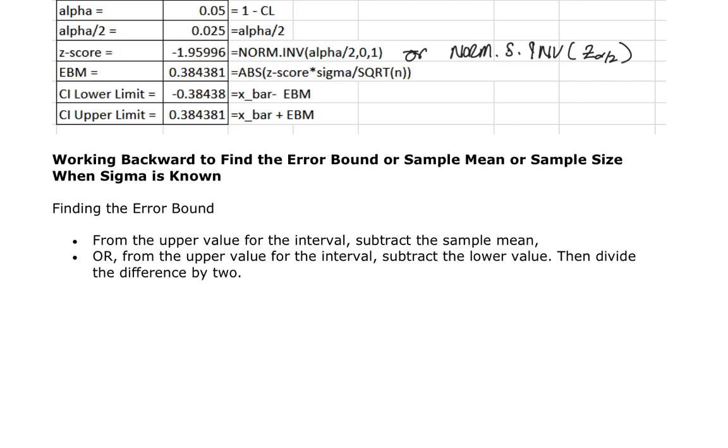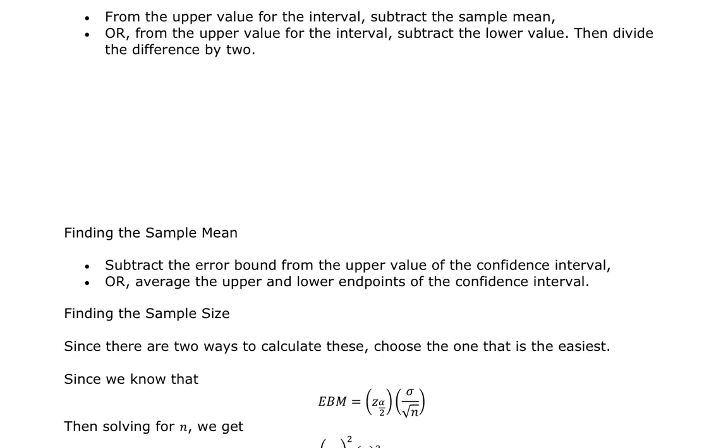If we are working backwards to find the error bound or the sample mean or the sample size, and sigma is known, then from the upper value of the interval, we subtract the sample mean. Or from the upper value of the interval, subtract the lower value and then divide by 2. So if we don't have the mean, we just take the upper minus lower, divide by 2, and that gives us our sample mean. Since there are two ways to calculate these, choose the one that is easiest for you.